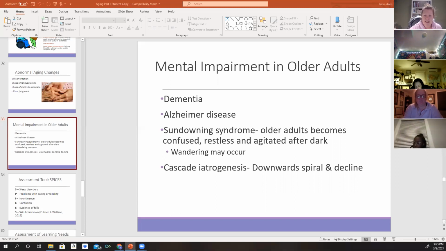Cascade iatrogenesis is basically when one event starts to happen, and then it precipitates a downward spiral, and then they have this big period of decline. So this happens in our frailer older adults, and a good example of this is maybe your patient gets up at night at home to go to the restroom. They're peeing a lot, they get up, they didn't move that throw rug, they fall. When they fall, they break their hip. They go into the hospital.